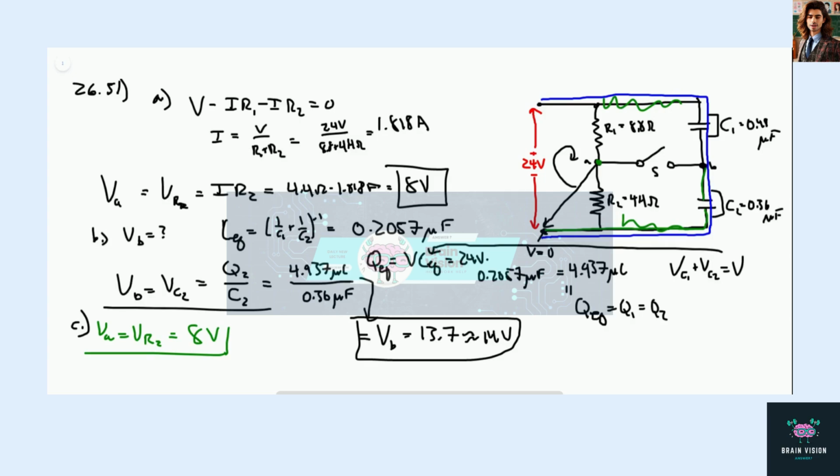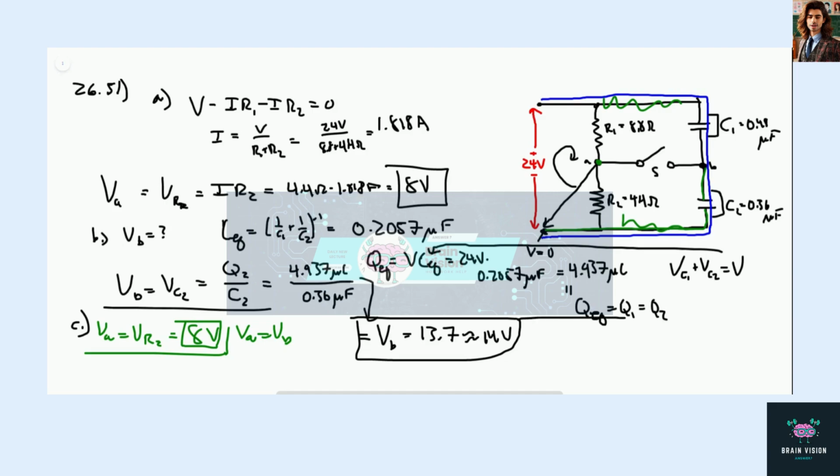What is the final potential at point B? So this is point A, but when the switch is closed, VA equals VB because they're connected. Sorry, that was one last step here. So it is still 8 volts. Okay, that was all for part C.